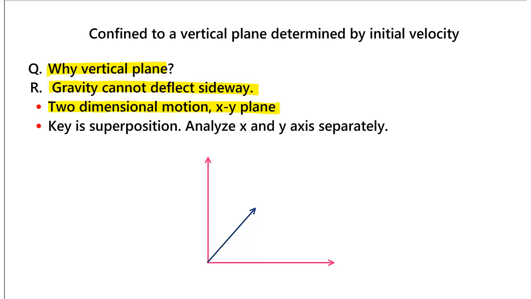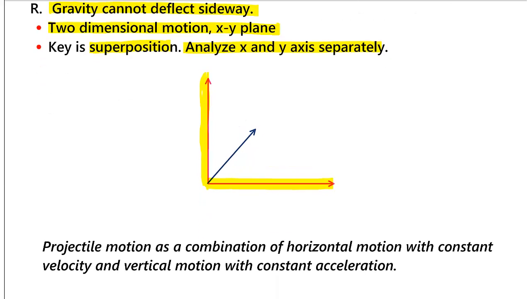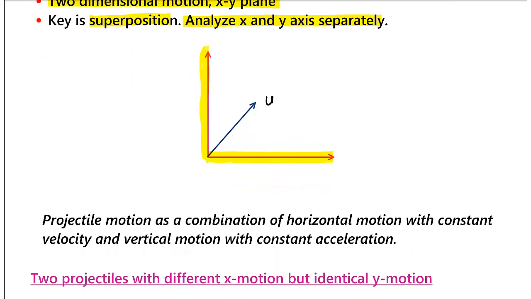The key idea to analyze a projectile motion is superposition. So what we will do is analyze the x-axis motion and y-axis motion separately. We'll first try to analyze the x-axis motion, and then we will try to analyze the y-axis motion, and these two will be superimposed, and then I can get the total motion of this particle. For example, let's say this object is thrown with velocity u.